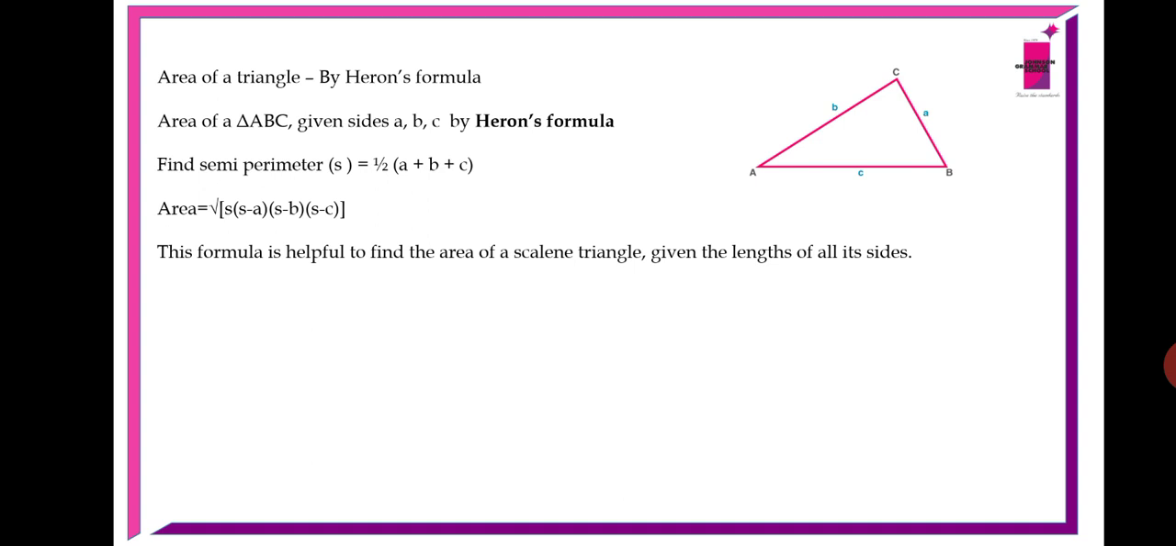The formula is helpful to find the area of a scalene triangle given the lengths of all its sides. If only sides are given, you can easily find out the area of an equilateral triangle by the generated formula we just now discussed, even for an isosceles triangle. Now for a scalene triangle we can't find out the altitude, so that's the reason you can use this Heron's formula for scalene triangles if three sides are given.